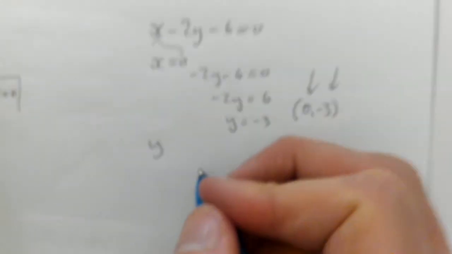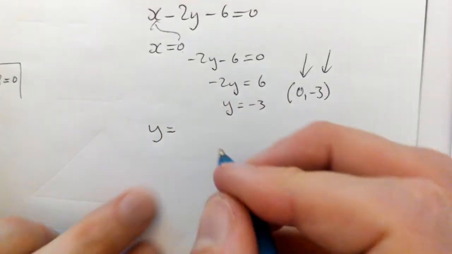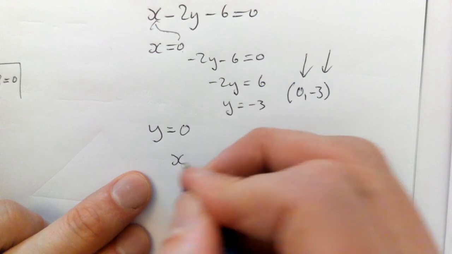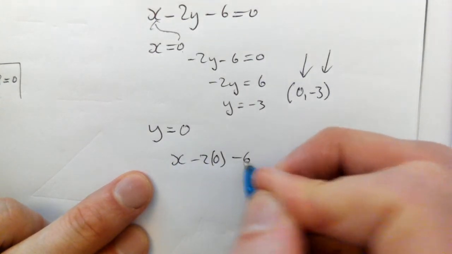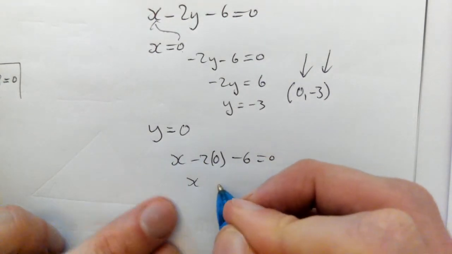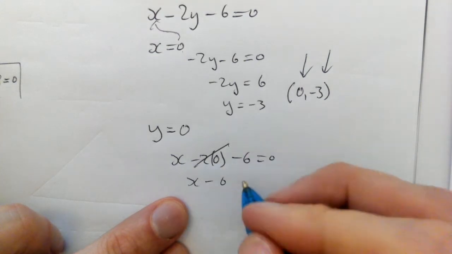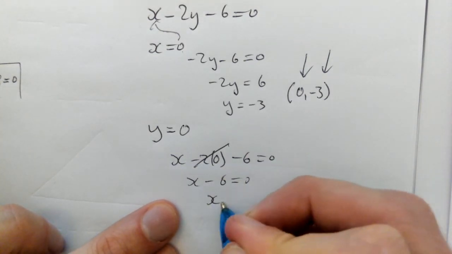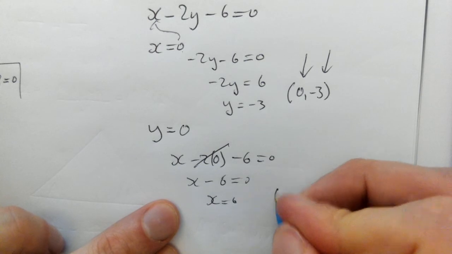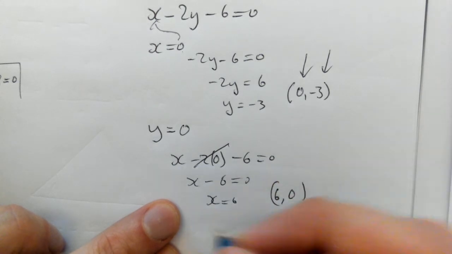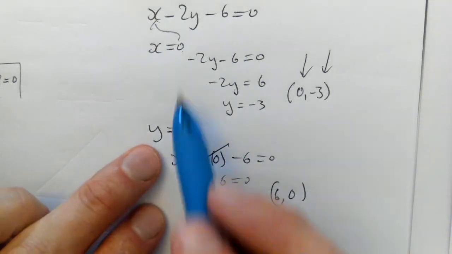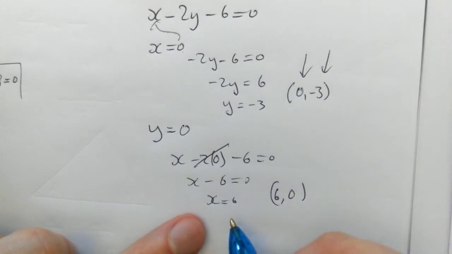Now let's see what happens if I put y is equal to 0. I get x minus 2 times 0 minus 6 is equal to 0. So x minus, that goes away. x minus 6 is equal to 0. x equals 6. So the coordinate is (6, 0). Remember the x goes first. So when I put y in for 0, I get x equals 6.